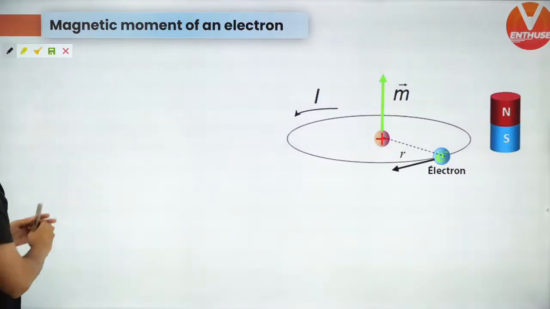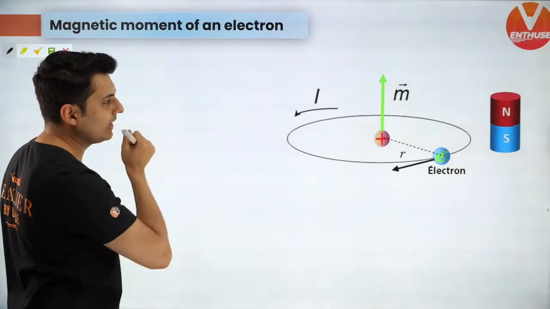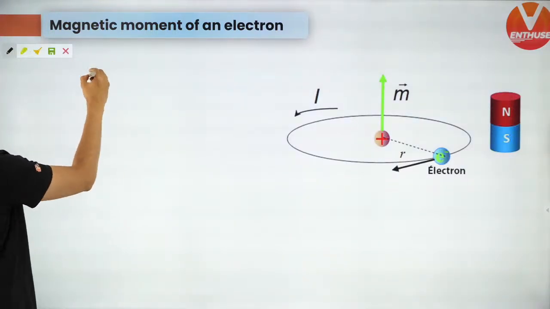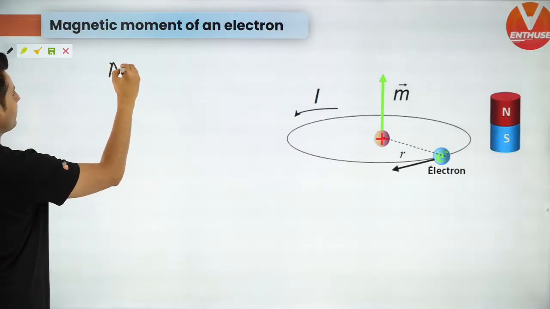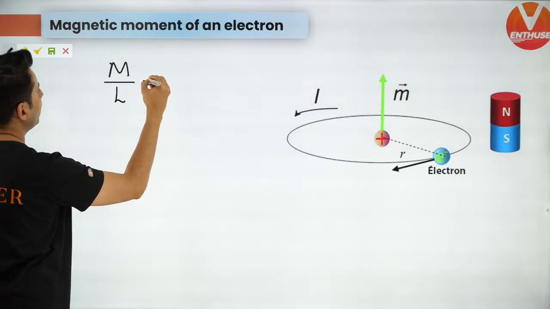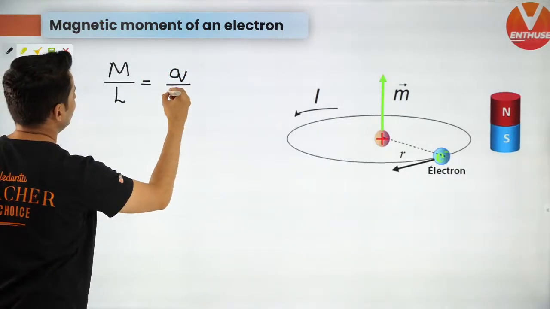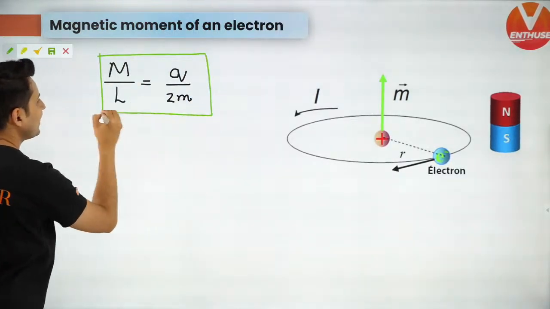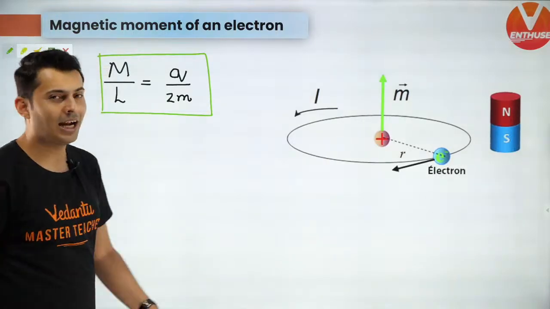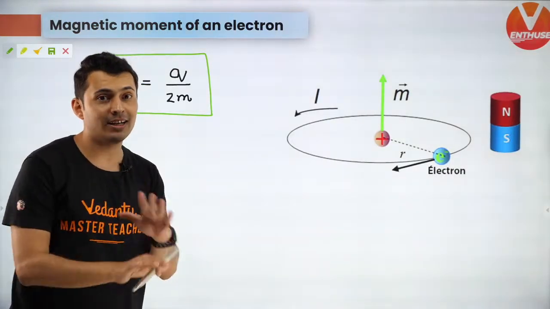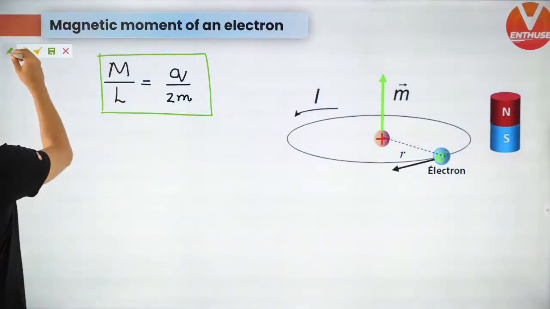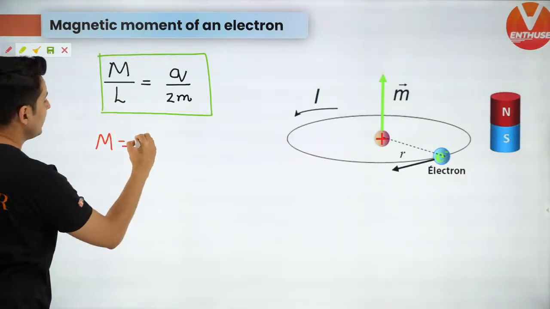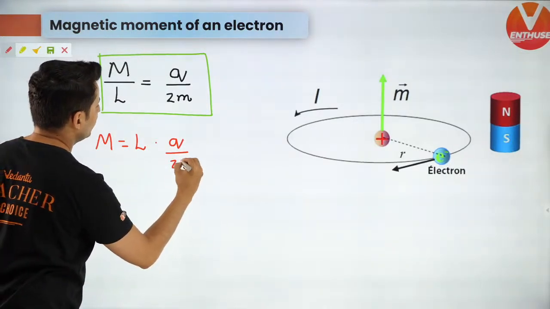But the moment there is an electron orbiting a nucleus, I can use a very special thing. I'm going to give you a magical formula. That magical formula is this: magnetic moment by angular momentum is always charge by 2 times mass. This is a very, very important formula. This is a trick which you can use every time and it will always save you a lot of integration and calculations. How? Check this out. Magnetic moment M will be angular momentum into charge by 2m.